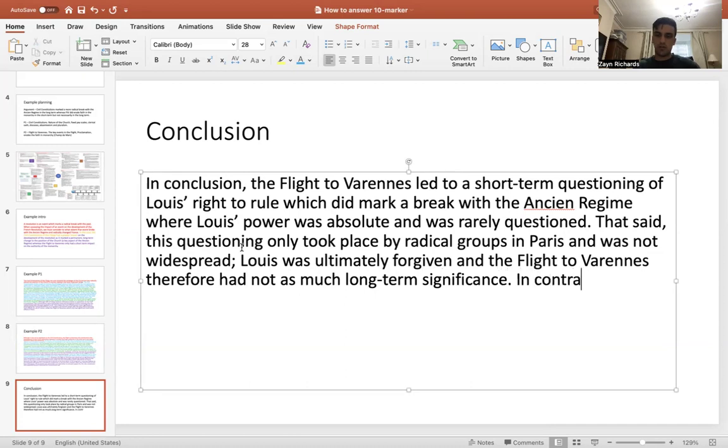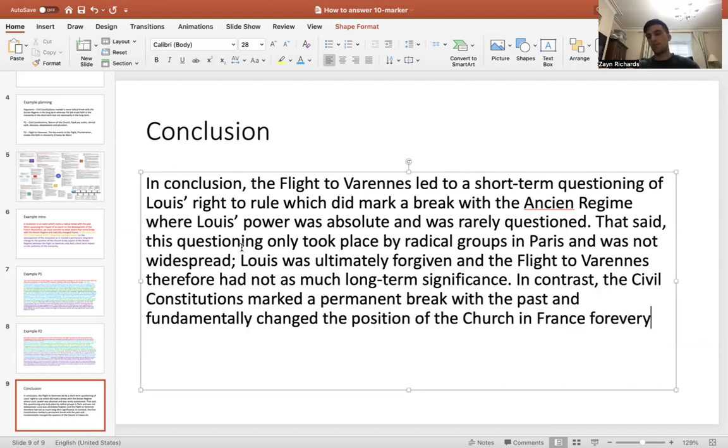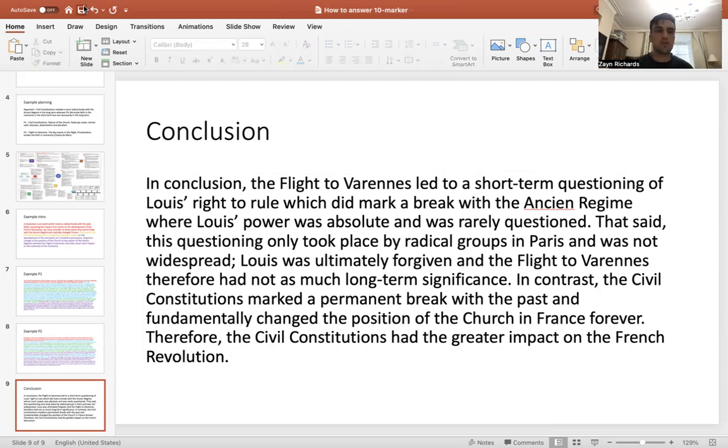In contrast, the civil constitutions marked a permanent break with the past, and fundamentally changed the position of the church in France forever. Therefore, the civil constitutions had a great impact on the French Revolution. Okay, that's basically it. So you basically just restate your argument and restate the link. So always try and link your factors on this question.